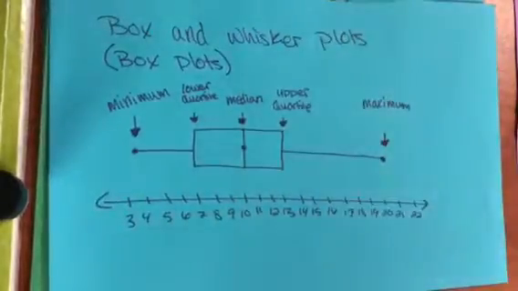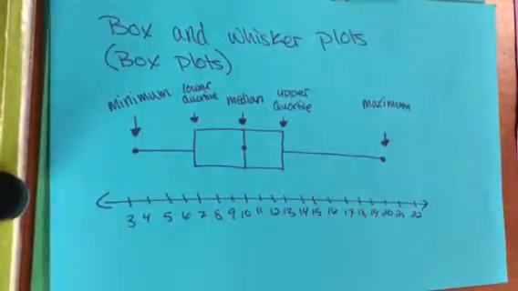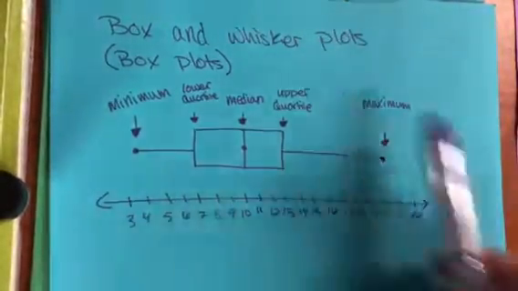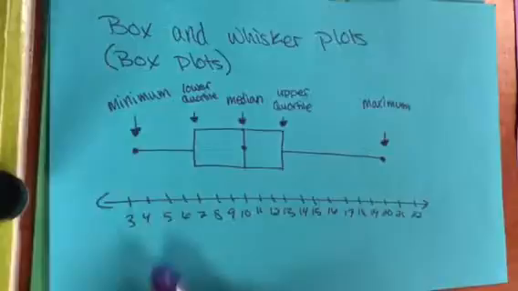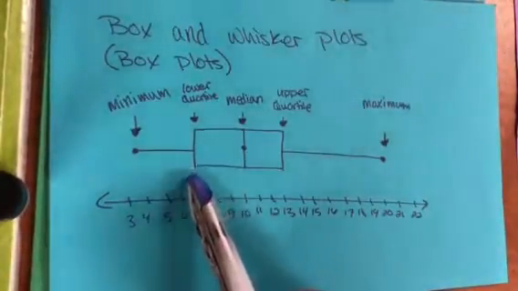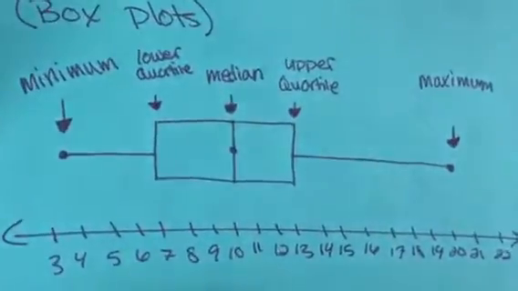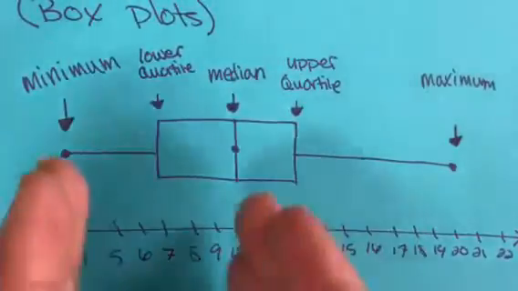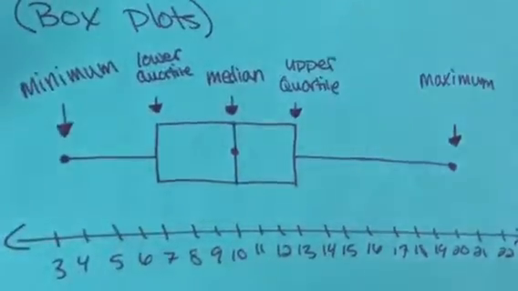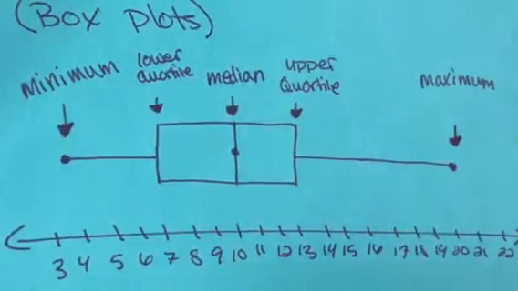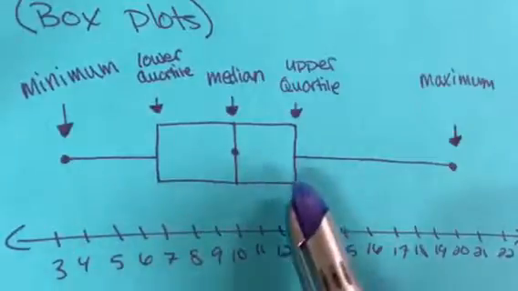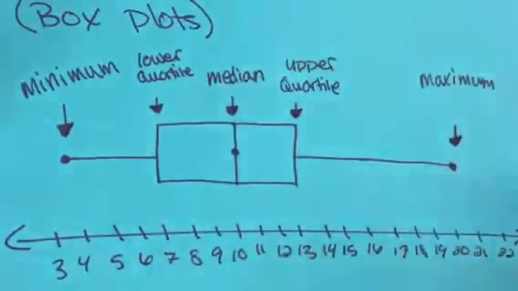So let's look at what a box and whisker plot is, or a box plot. It could be written as either one. It looks like this. You've got your box and you've got your little whiskers. This one here is your minimum value, the lowest one we have. Then you've got your lower quartile, which is the average of all the numbers from the lowest number to the median. Then you've got the median. The upper quartile, which is your average of your upper numbers. And then you've got your maximum.